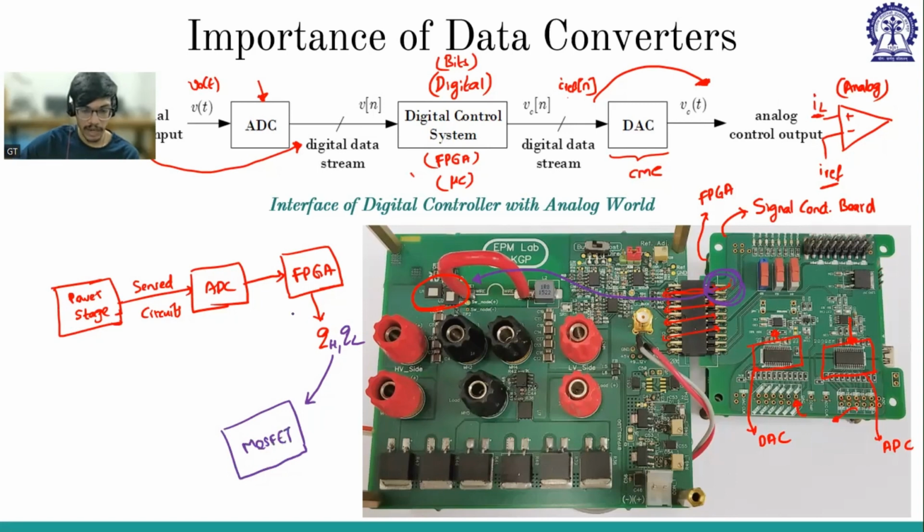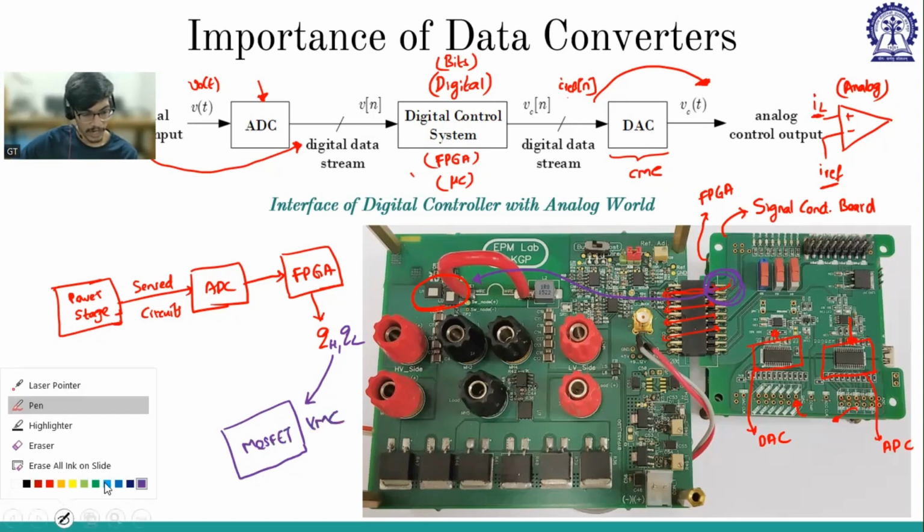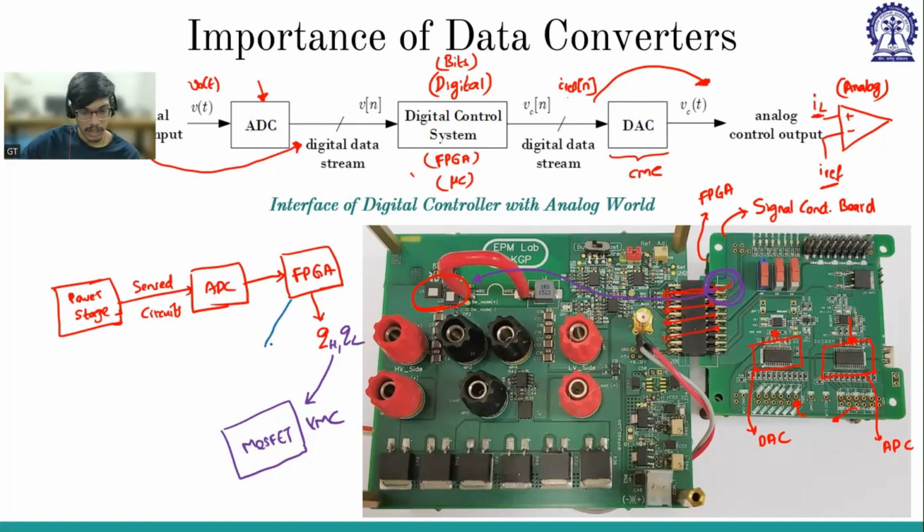And this is for voltage mode control. Now for current mode control, we need DAC as well, right? Because I reference is generated and it should be compared with the IL. So we need DAC as well, which will give us I reference, which is being compared with the comparator.